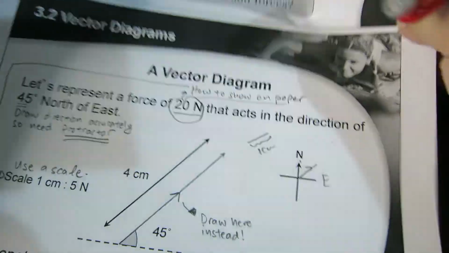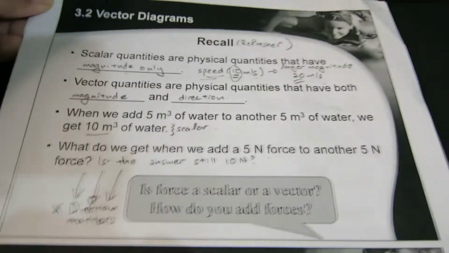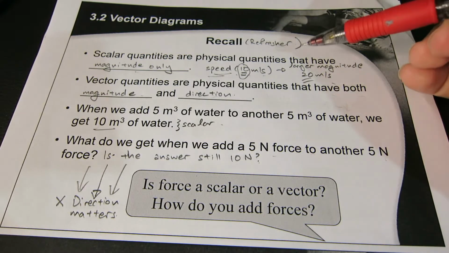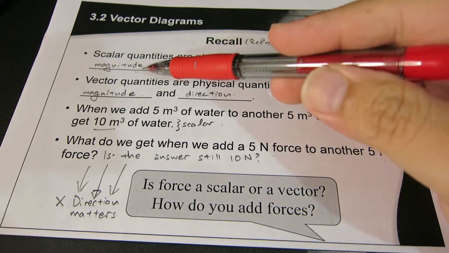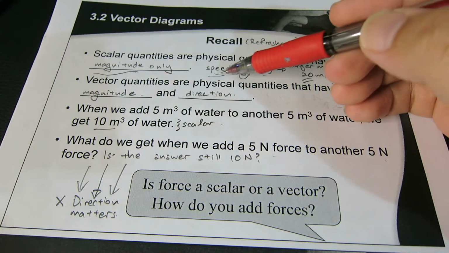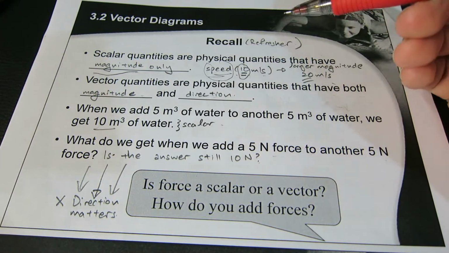Alright, before we begin discussing vectors, it is useful for us to refresh ourselves on what a vector actually is. So scalar quantities are physical quantities that only have magnitude, magnitude meaning the size of the physical quantity. For example, speed.